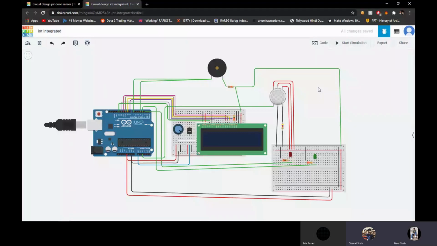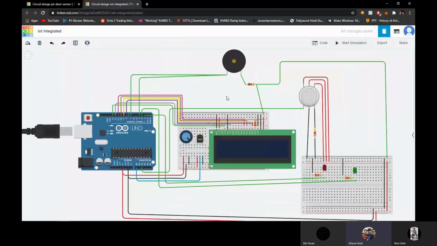Our project has a total of three components that we have majorly used. One is a gas sensor, one is a temperature sensor, and the other one is a PIR sensor, which would be explained later by Neel Shah. The temperature sensor circuit would be explained by Dhaval Shah, and the gas sensor circuit would be explained by Mir Passad. So now let's have a closer look at the temperature sensor and its circuit.